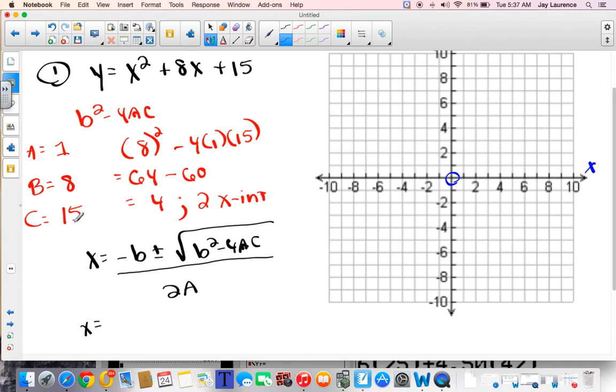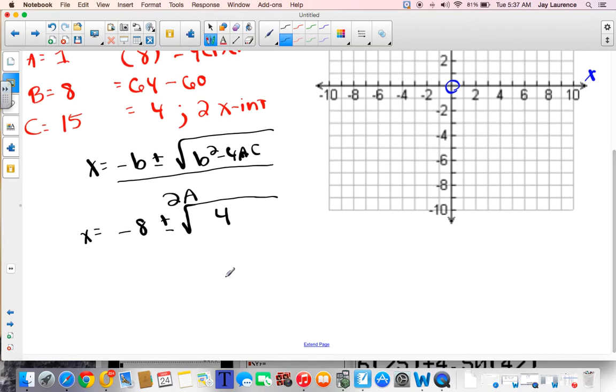All right, so b is 8, so I need the negative of b. I know the discriminant already is 4 because I just figured that out. All right, and that's all over 2a. Please don't leave this off. Some of you leave it off and then put it in later. You will forget to put it in, I promise you. Put it in now. Don't be that lazy. All right, plus or minus 2 over 2.